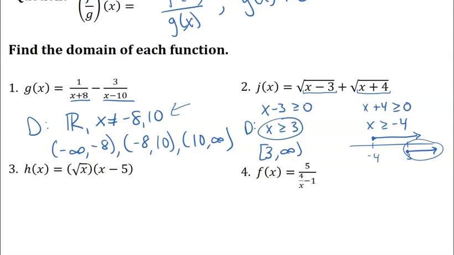So the reason that we're picking this one is because it restricts a little bit more. If I pick any number in between negative 4 and 3, even though this one will be fine, this will give me a negative under the radical, and I can't have that.